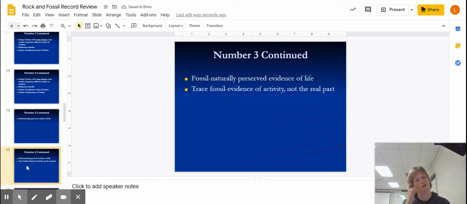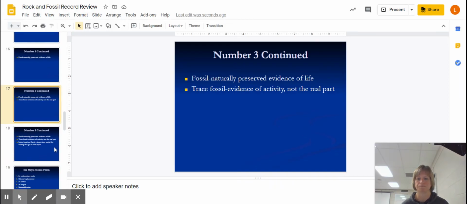Here's the catch, though. It doesn't say in the fossil definition naturally preserved and has to be the real part, like has to be a tooth, bone, or shell. So trace fossils are also considered fossils, but they're evidence of activity instead of the real part. Examples are, of course, fossilized dung, poop, and burrows, casts, and molds.